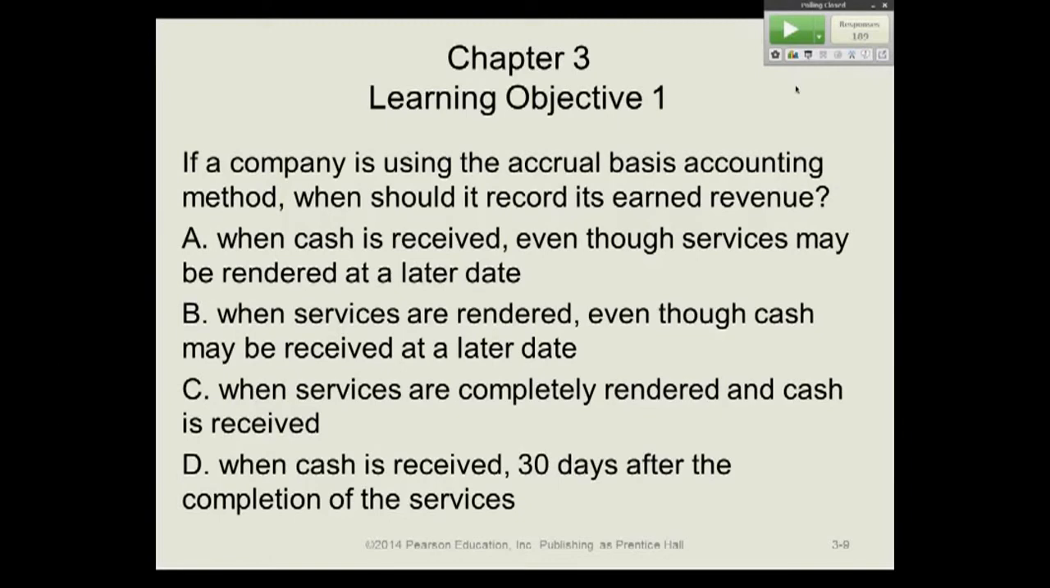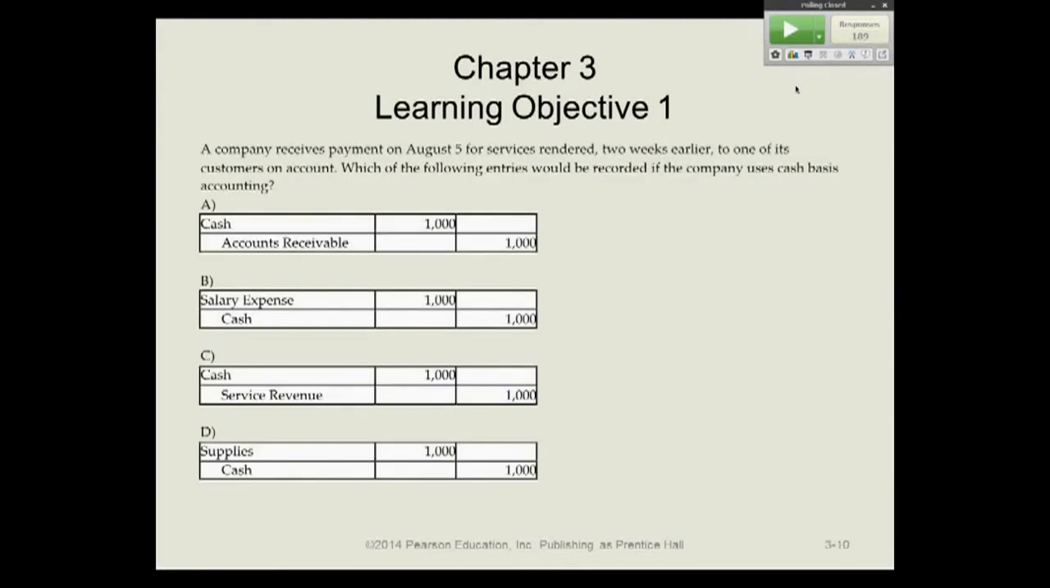Okay, let me see if we, okay. All right, this one, let me read this one out. If you have it with you, I hope you can see it. I know it's kind of small. It tells you that a company receives a payment on August 5th for services rendered 2 weeks earlier from one of its customers. So now you're receiving cash collections. Which entry would be recorded if the company used the cash basis?